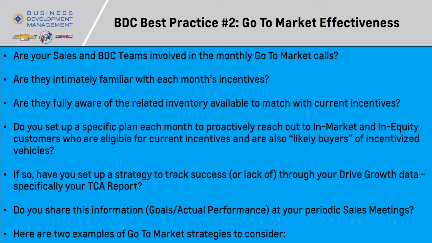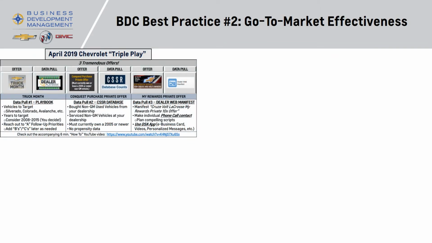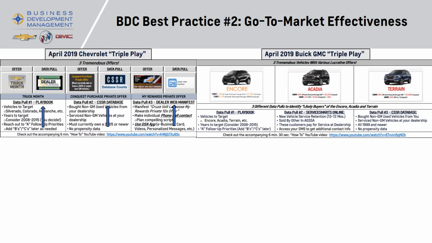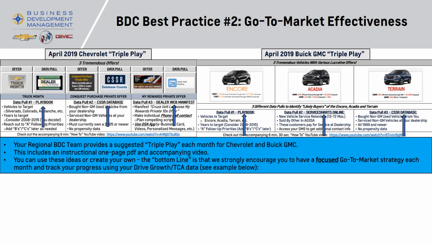And here are 2 examples of go-to-market strategies to consider. Okay, here's an example of the April 2019 Chevrolet Triple Play, and did 3 data pulls, as you can see there. Show an example of the April Buick GMC Triple Play, 3 data pulls. And we'll explain that the regional BDC team provides the suggested triple play each month for both Chevy and Buick GMC. We'll include a 1-page PDF and an accompanying video. They can use these ideas, create their own. Bottom line, we strongly encourage you to have a focused go-to-market strategy each month and track your progress using your Drive Growth TCA data. See the example below.